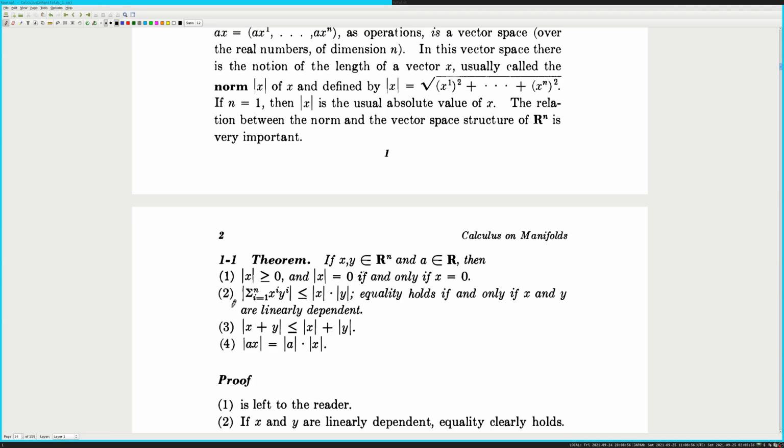This is like the Cauchy-Schwarz inequality, I think. Yeah, the absolute value of a dot product is less than or equal to the product of the lengths. Right, because one way to see this is the dot product is defined as the product of the lengths if you go by CIA physics.